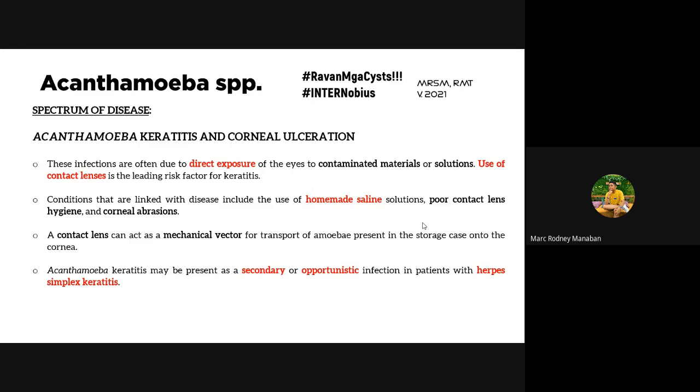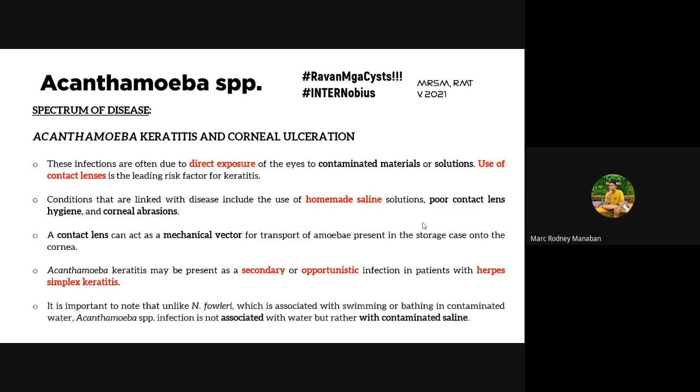Now, Acanthamoeba keratitis can also be secondary or opportunistic to herpes simplex or viral keratitis. Because the first disease is herpes simplex, only the virus, the viral infection, may be treated. The Acanthamoeba is not treated, so the infection can continue. So it could be secondary or opportunistic to patients with herpes simplex keratitis. Okay, and again, as mentioned, it's not through contaminated water, but contaminated saline.